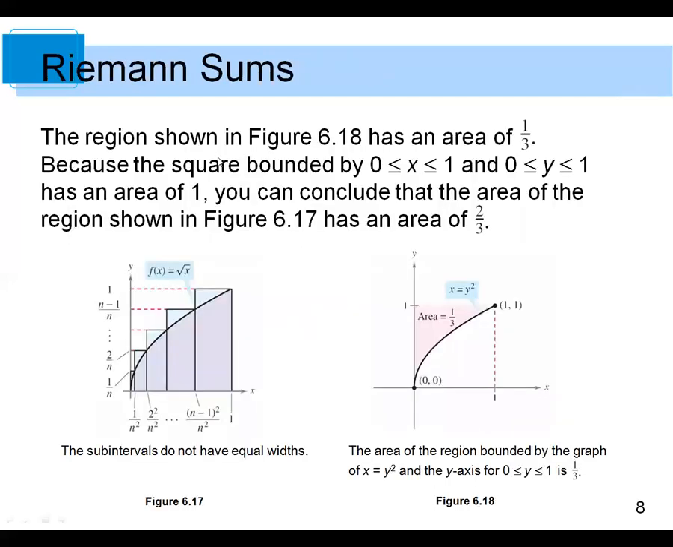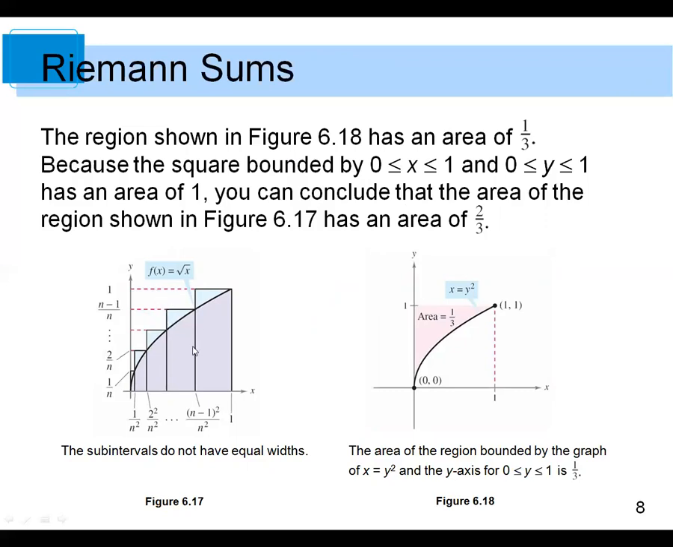The region shown in figure 6.18 right here has an area of 1/3. Because the square bounded from 0 to 1, like this square, has an area of 1, you can conclude that the area of the region shown in figure 6.17 is 2/3.